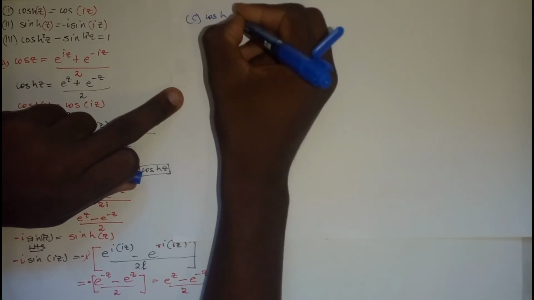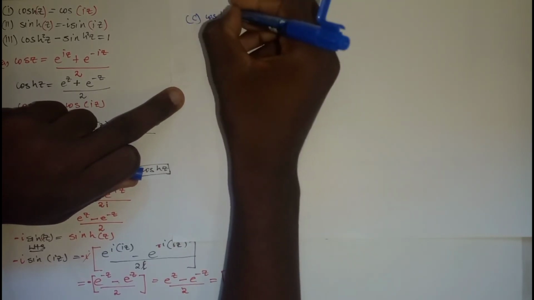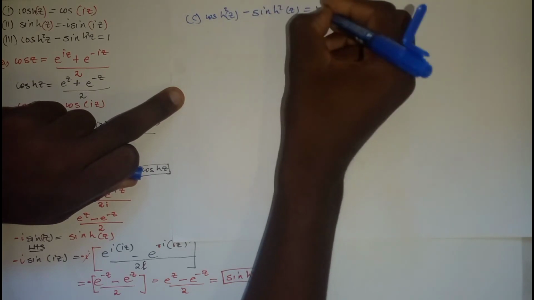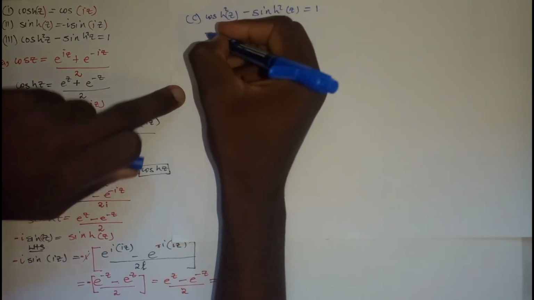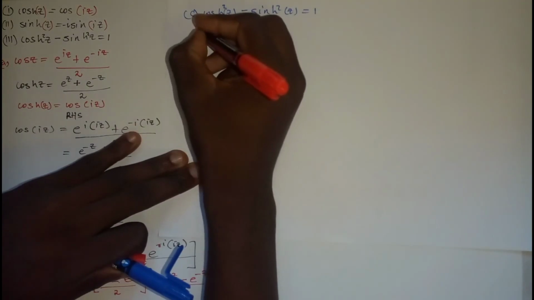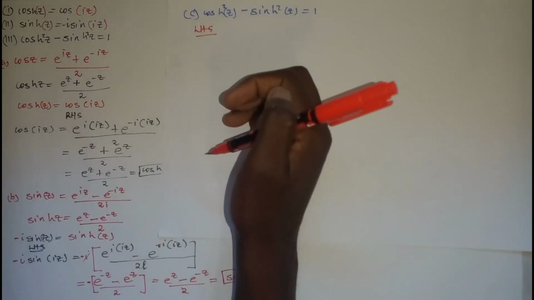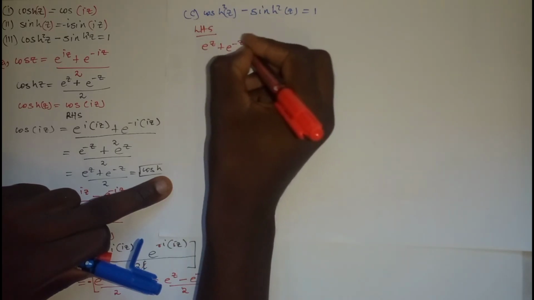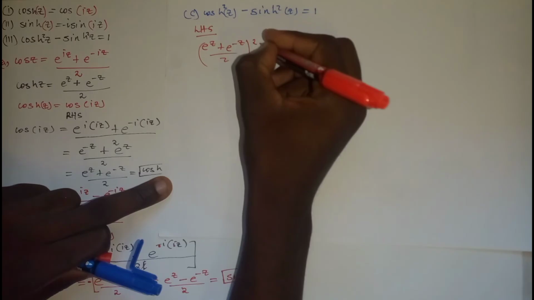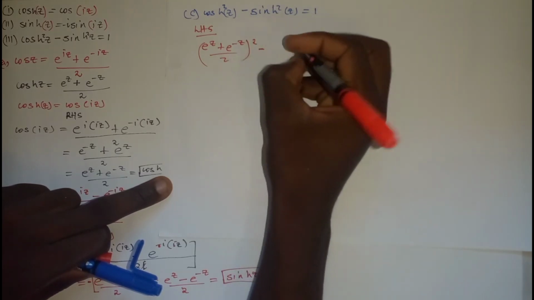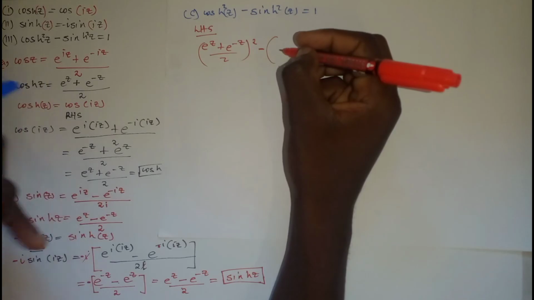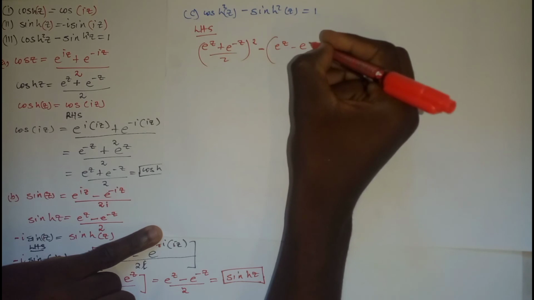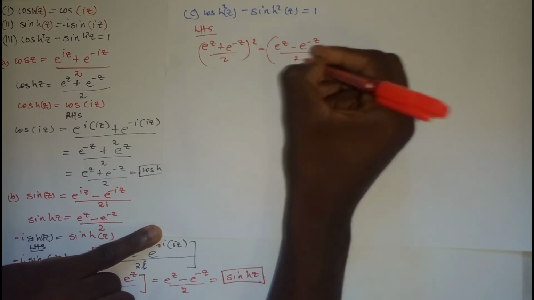Part C. Okay, we have cosh z squared minus sinh z squared is identical to 1. Okay, I'm going to use the left hand side to prove. So for cosh z, what is cosh z? Cosh z is e to the power z plus e to the power negative z over 2, squared, and we're going to subtract sinh z squared. So for sinh z, it's e to the power z minus e to the power negative z divided by 2.